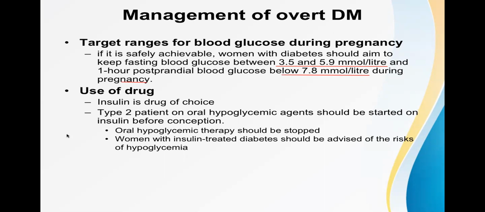Now, this is a little bit confusing for the students because you usually study in milligram per deciliter. So how do you convert millimole per liter into milligram per deciliter? You simply multiply this by 18. Multiply by 18. Now, can you do that for me? Multiply 3.5 by 18 and multiply 5.9 by 18. How much would it be? Do it, please.